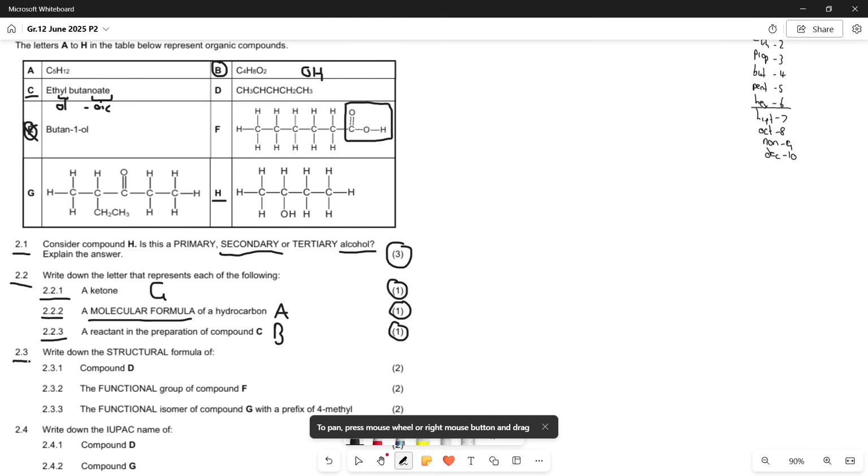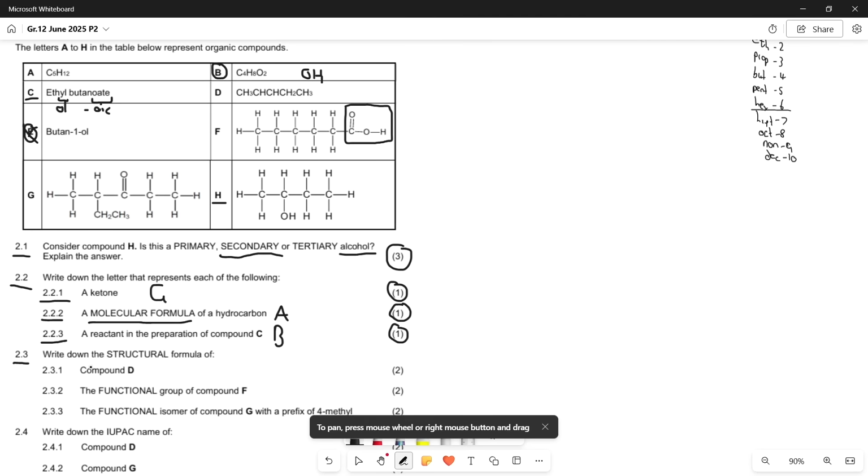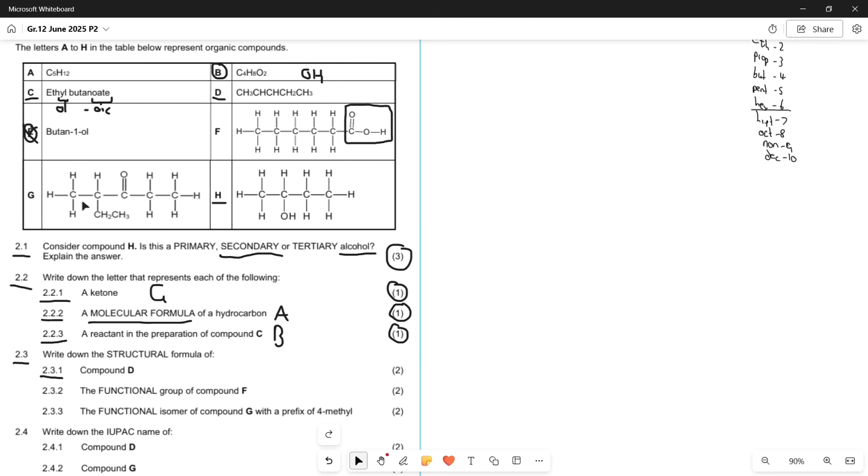Then 2.3 says write down the structural formula of 2.3.1 compound D for 2 marks. Okay, so compound D over here is currently in a condensed molecular formula, and we need to write the structural formula of it. That means we have to draw it something like F, H, or G. Off the bat, we do not see anything in brackets here. Say now this was in brackets, for example. That would mean it is a side chain and not on the main chain. We'd have to look at some sort of attachment like this C over here, for example, something that is not in a perfectly straight line. But there are not any brackets over here, which means this is all on a straight line.